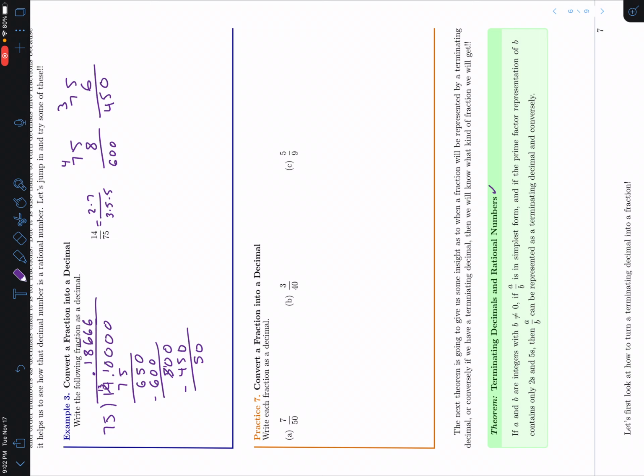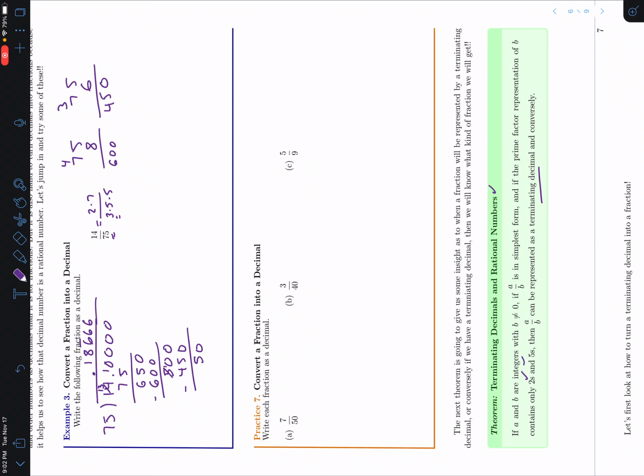Then if your b, the bottom number, contains only 2's and 5's in its prime factorization, then a over b can always be written as a terminating decimal. So that means it's going to actually stop. So notice mine didn't stop. And the reason it didn't stop is because it had that 3 in there. So if it had just had those 5's, this thing would have ended and everything would have been totally fine, which is kind of neat.